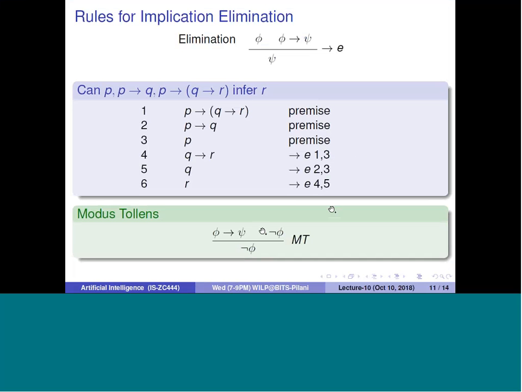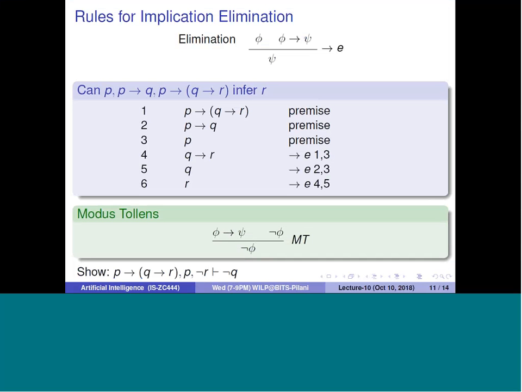No issue, because it's not very difficult to see. Okay, can you see this easily? Because if phi is there, then there would be psi. But not of psi is there. What does it mean? Not of psi is there. It means that phi is not there. It means not of phi. That's it. Very simple. Okay.